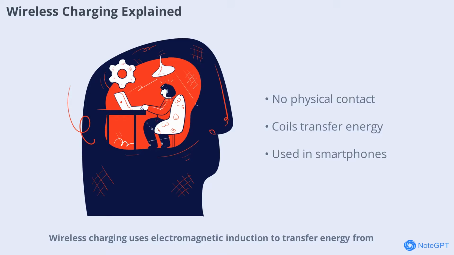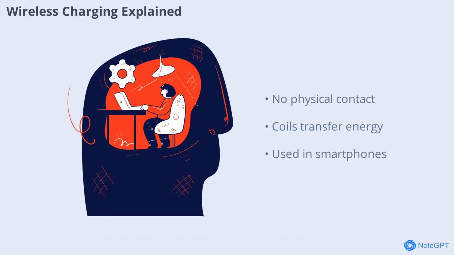Wireless charging uses electromagnetic induction to transfer energy from a charging pad to a device without physical contact. The charging pad contains a coil that creates a changing magnetic field when powered. The device has a matching coil that picks up this field, inducing a current that charges the battery. This technology is becoming increasingly common in smartphones and other portable electronics.